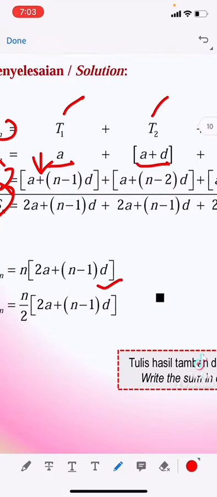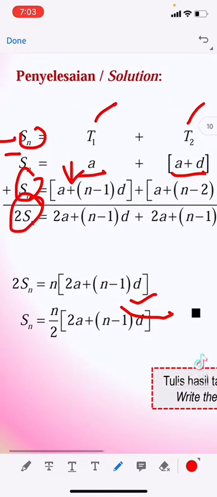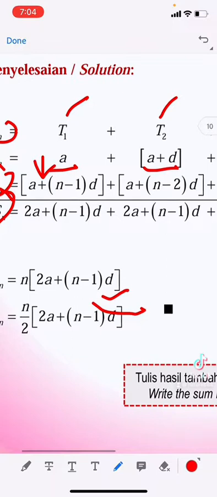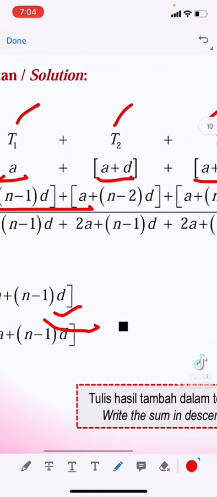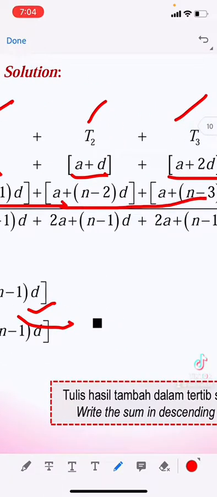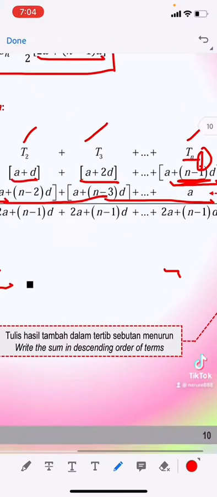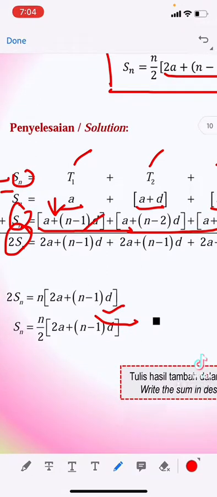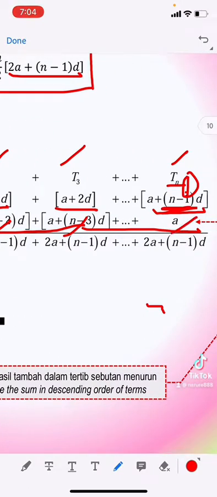Okay, so when you plus the Sn plus Sn, you got 2Sn. And then this Sn is actually you reverse, you write from the back to front. From here, this term you write as number 1 term. See or not? So you just reverse. Then you have to keep on minus 1, and then the last term will be A.